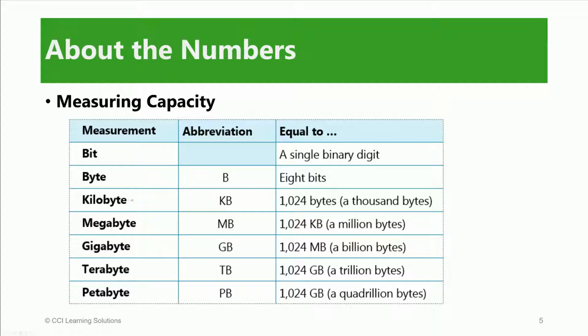So we have a kilobyte, we have a megabyte, so that's 1000 kilobytes, a gigabyte, which is 1000 megabytes, we have a terabyte, which is 1000 gigabytes, and we have a petabyte, which is 1000 terabytes. Now obviously this should have been TB and not GB, so do keep that in mind.